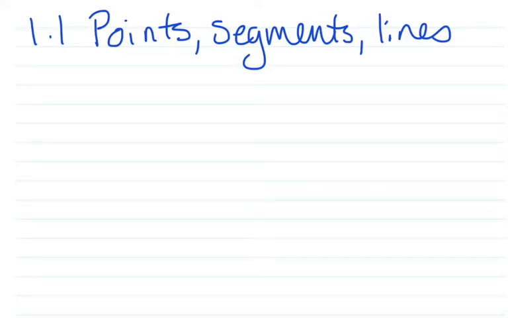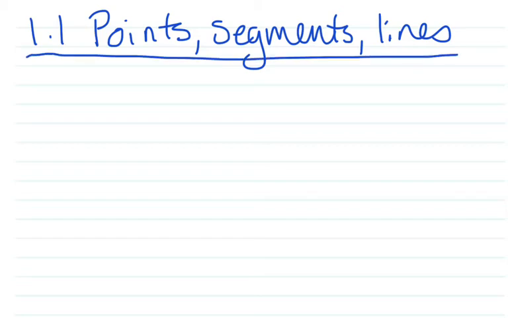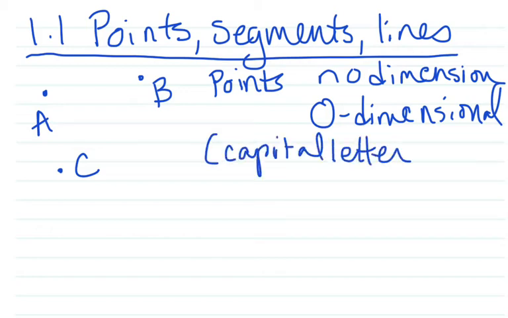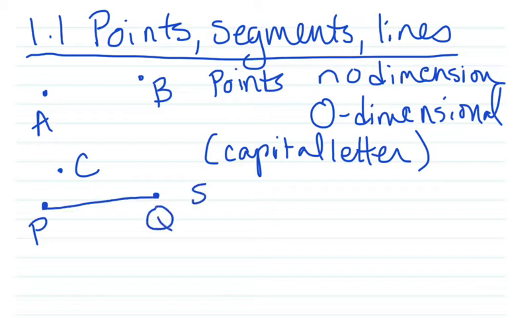Okay, so points, lines, and segments. Points, segments, and lines. A and B and C are all points. Points do not have any dimension. They're zero-dimensional. We use capital letters to refer to points.